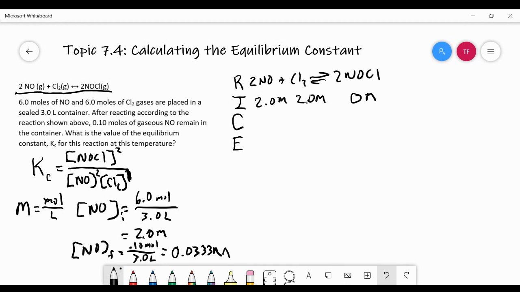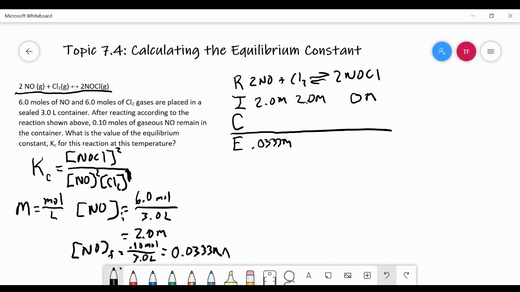Change. So how much did these substances change? Well, we don't have direct information about that, so I'm not going to fill in anything quite yet for the change. But we do know something about the equilibrium concentrations. We know the equilibrium concentration of the NO, because at the end it says there's 0.1 moles in the 3-liter container. So our equilibrium concentration of NO is 0.0333 molar.